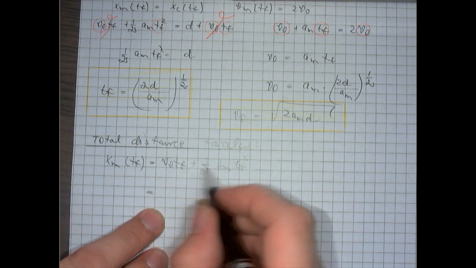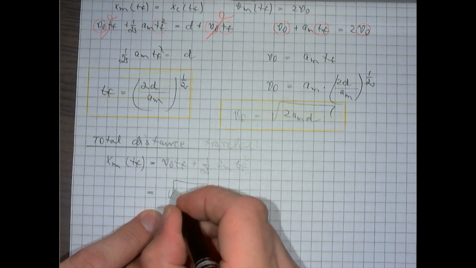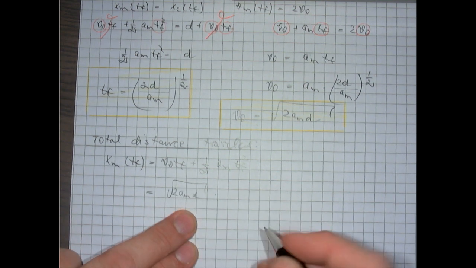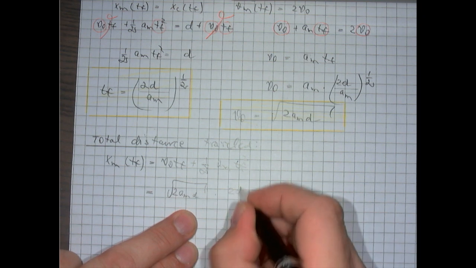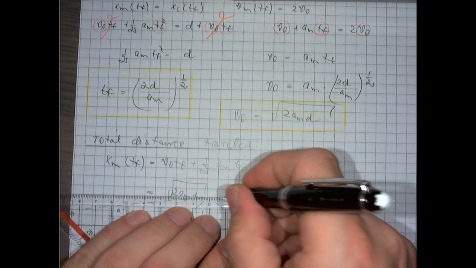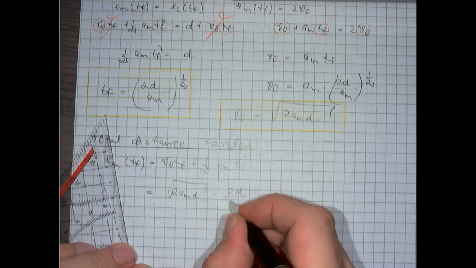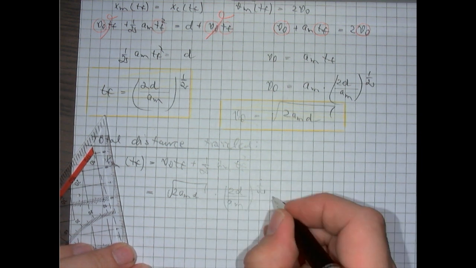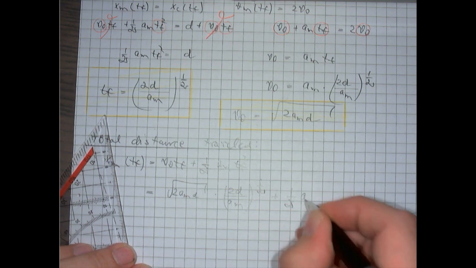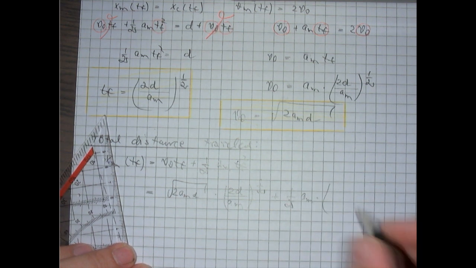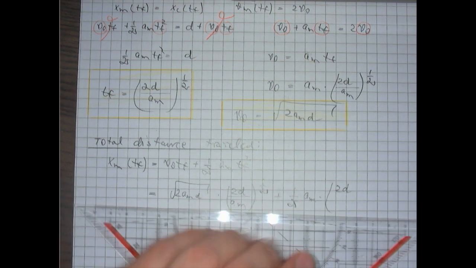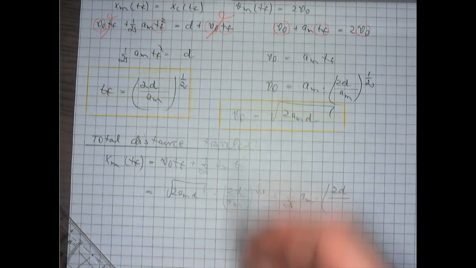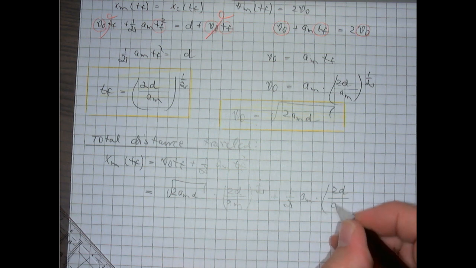And so let's replace now. We have now the square root of 2 am d for v naught times, we have here the square root of 2d over am for tf, plus a half am times, and this is here 2d over am squared, and then squared is 2d over am.